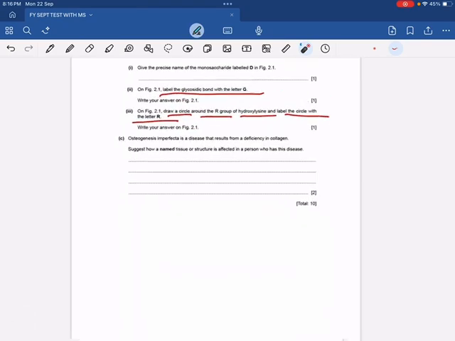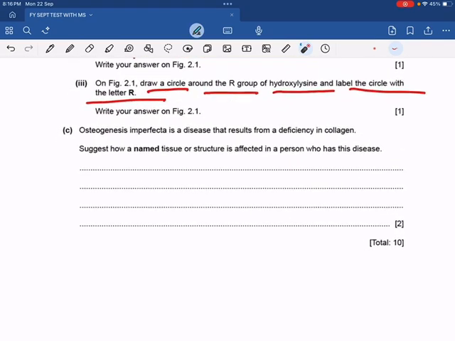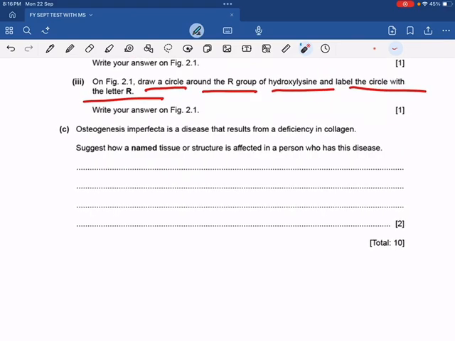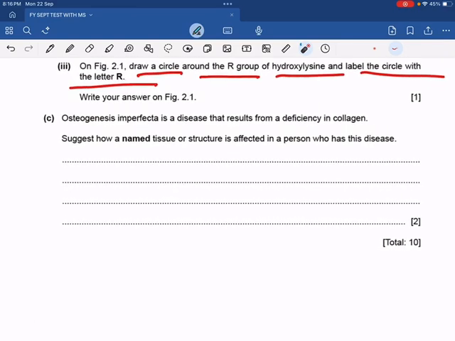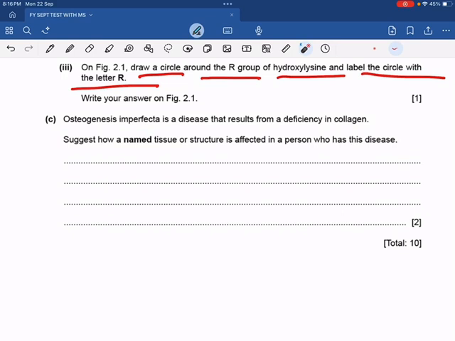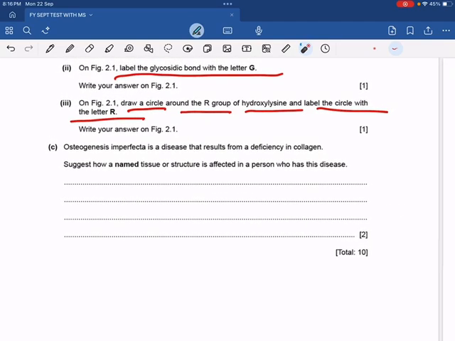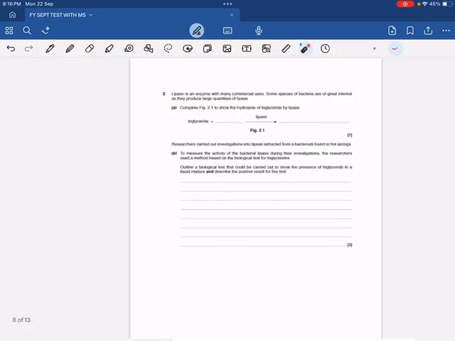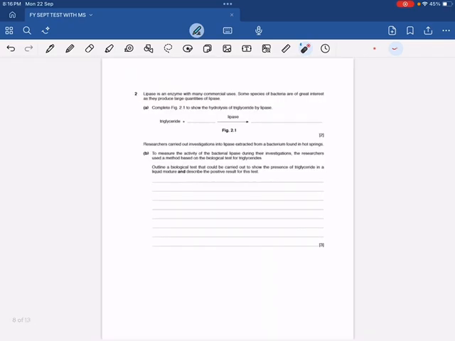Okay, and then suggest how a named tissue or structure is affected in a person who has this disease. So okay, I think this was not a question.